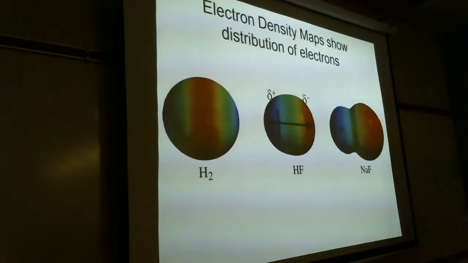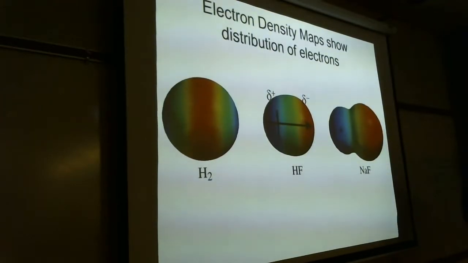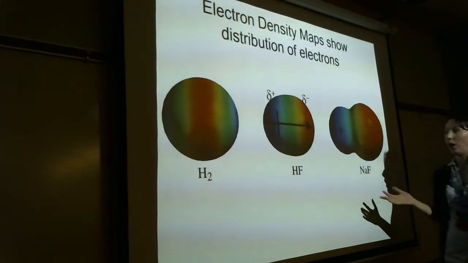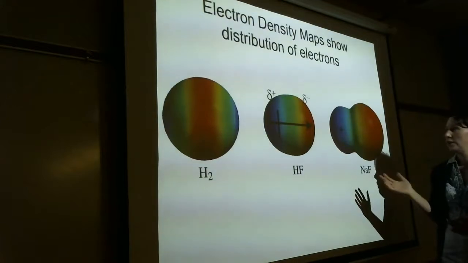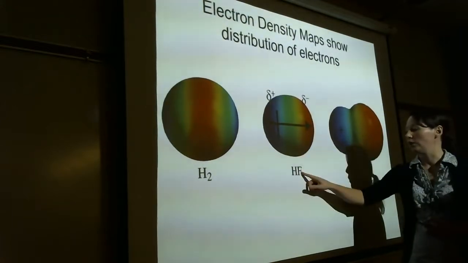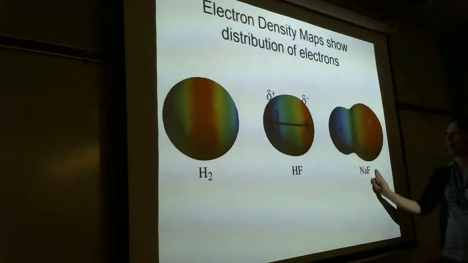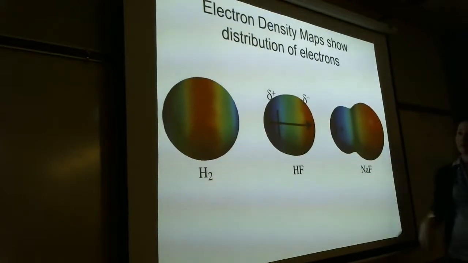All right, so electron density maps are something that we draw to show where electrons are spending their time. This is something we'll do next week. We're going to channel our inner kindergartner and do some coloring to show electron distribution. Notice this one is polar covalent. That's why it's got partials, whereas this one's straight up ionic. Those partials are gone.